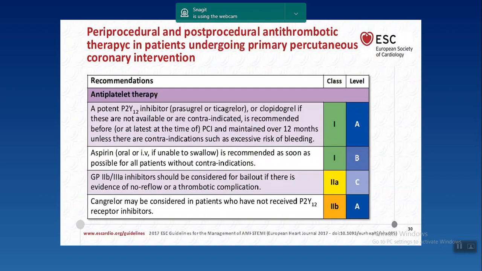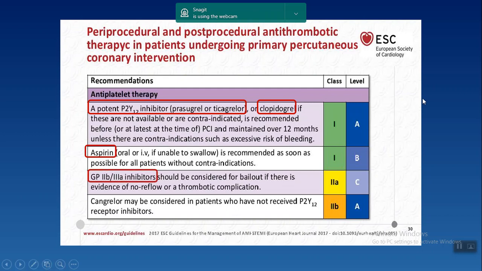And some peri-procedural and post-procedural recommendations for pharmacological management of these patients. It's recommended to initiate an antiplatelet therapy for these patients. Prasugrel or ticagrelor now are recommended as class 1A, and clopidogrel can be used as an alternative whenever there is a contraindication or whenever these drugs are not available at the time of PCI. Aspirin is also recommended as soon as possible for all patients diagnosed with ST segment elevation acute myocardial infarction.